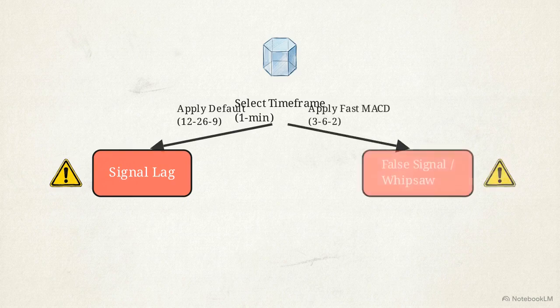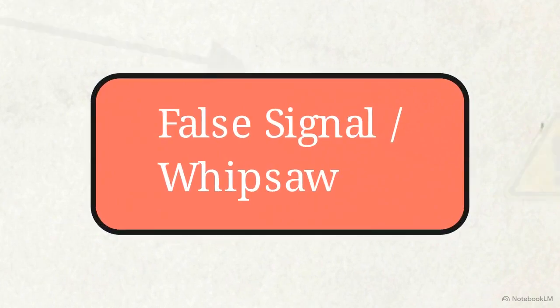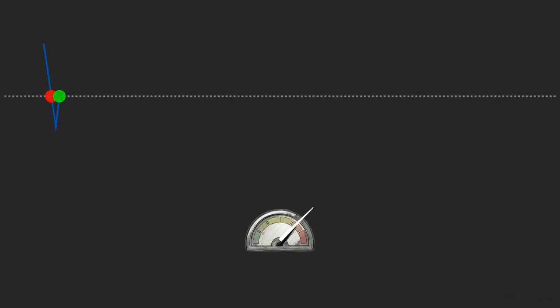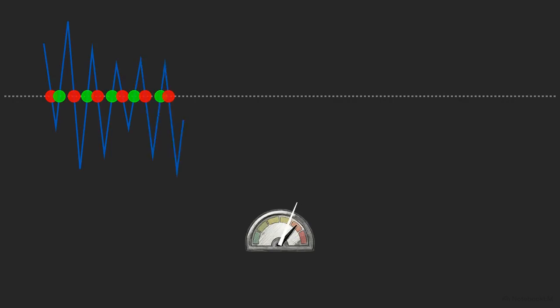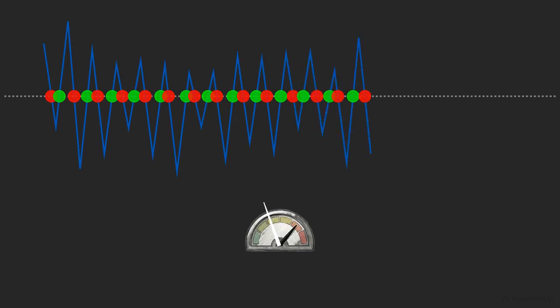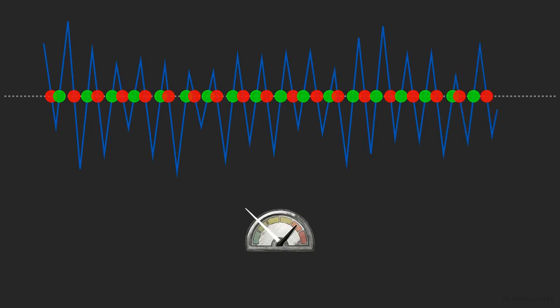But if you switch to a hyper-fast 3-6-2, the indicator tracks every minor price fluctuation. It turns standard market noise into actionable alerts. This creates the whipsaw effect. You get bombarded with rapid, alternating green and red triggers. You enter a trade, the market twitches, the indicator reverses, and you get stopped out for a loss.